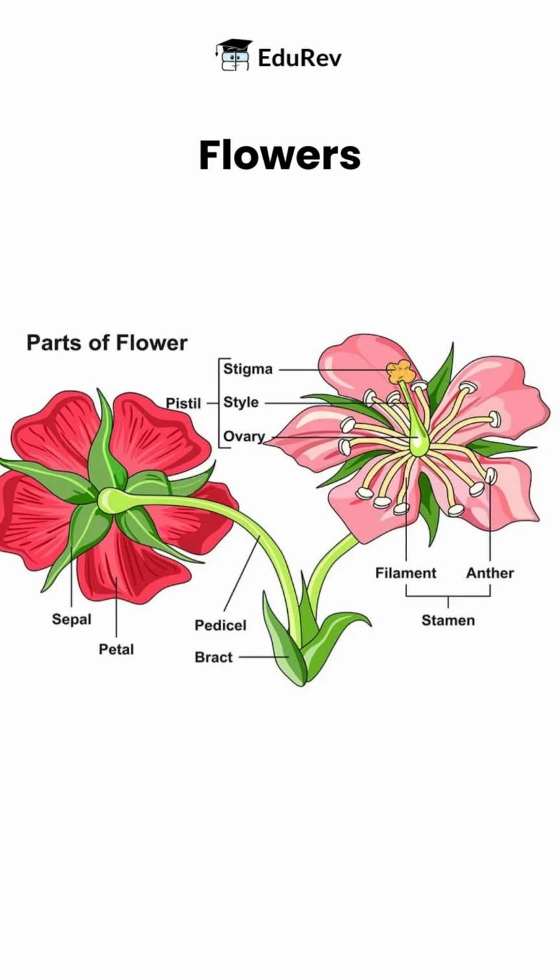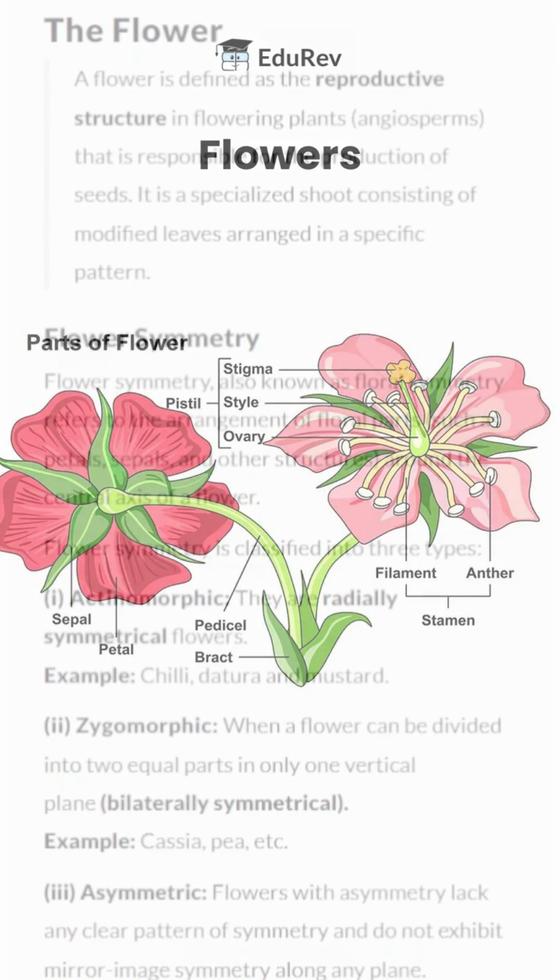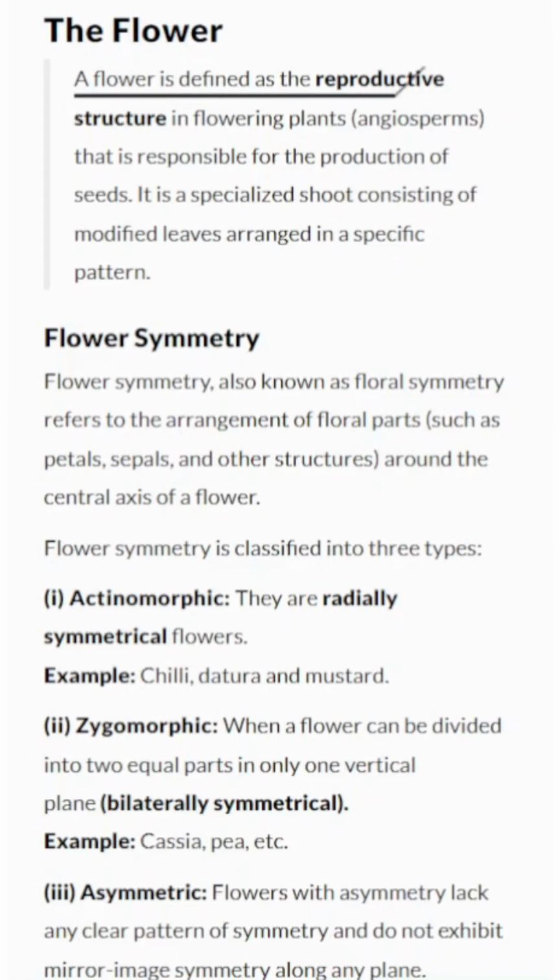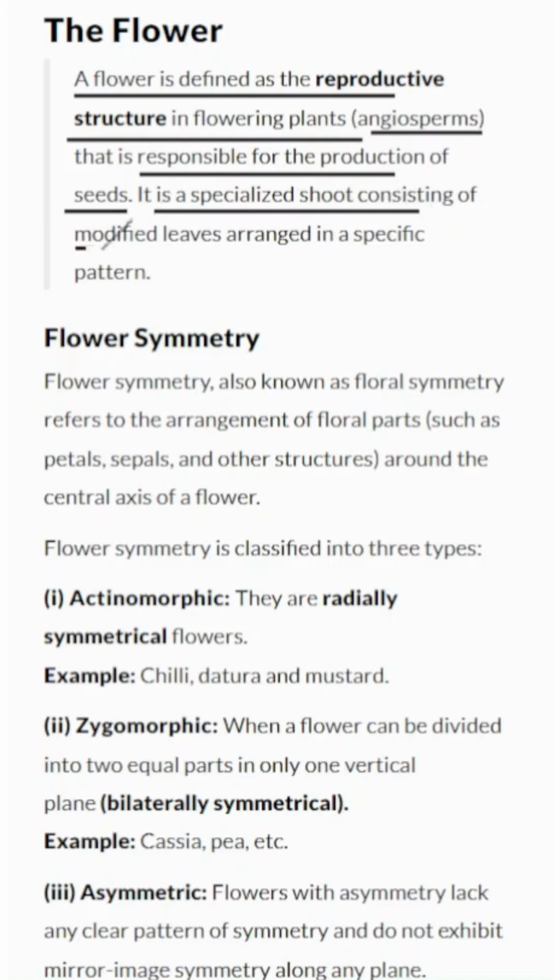Let's delve into the world of flowers. Flowers are not just beautiful and vibrant, but they also play a crucial role in the reproduction of plants. A flower is defined as the reproductive structure in flowering plants, scientifically known as angiosperms, responsible for producing seeds. It's a specialized shoot consisting of modified leaves arranged in a specific pattern.